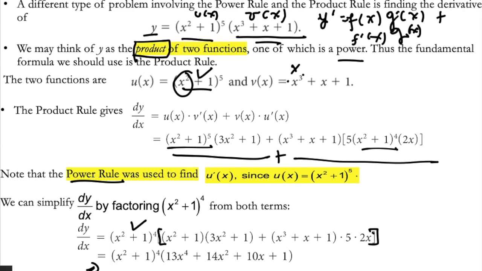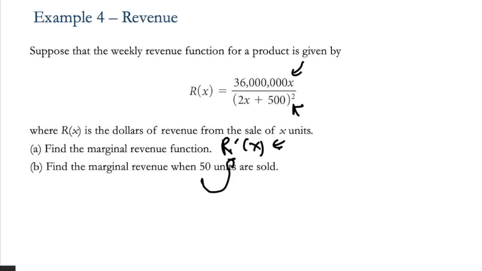Let's see this one. Okay, so we know that marginal revenue is equivalent to R prime x. So we can use the quotient rule. In order to use the quotient rule here, let's go back to the question. The question says that R(x) is equivalent to 36 million x over (2x plus 500) in bracket squared.